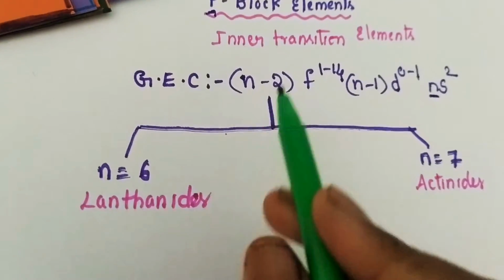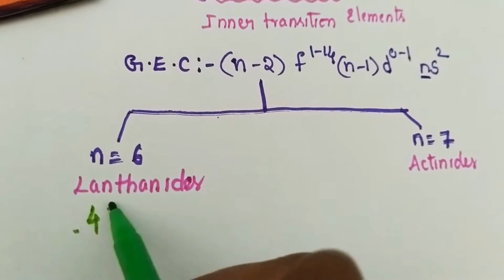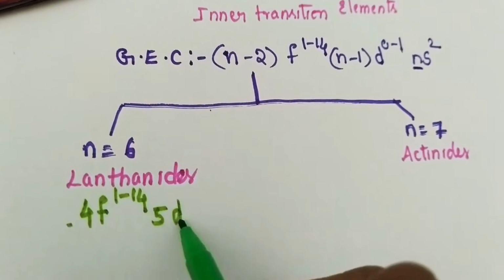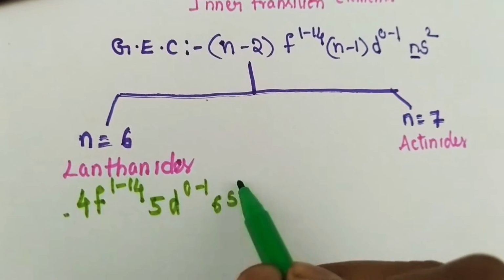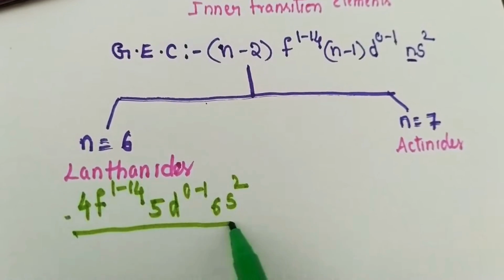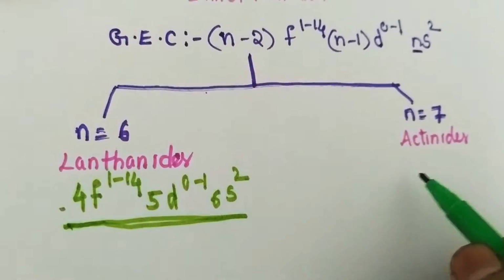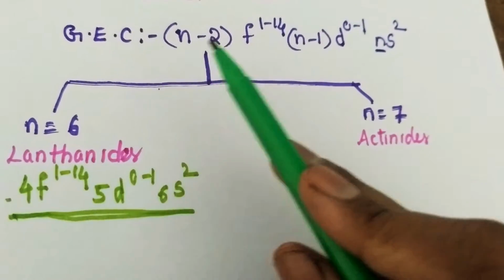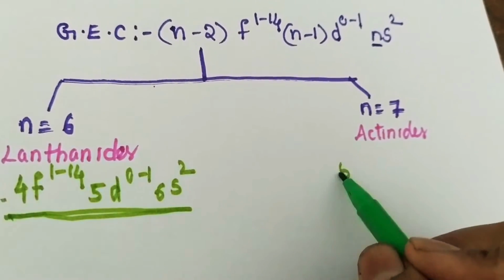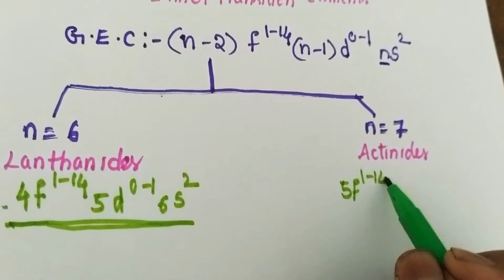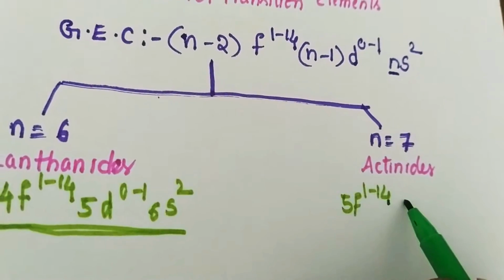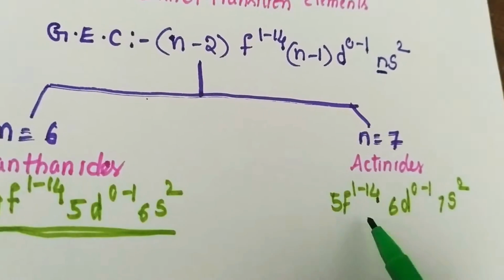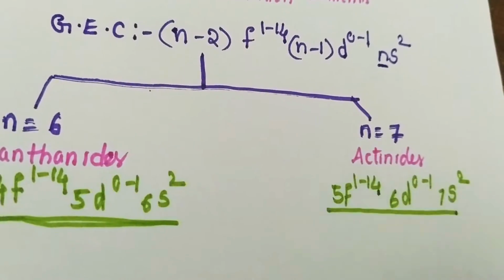If we substitute n as 6, the general electronic configuration is 4f 1 to 14, 5d 0 to 1, 6s2. This is the general electronic configuration of lanthanides. And if we substitute n as 7, that means n-2, 7-2, that is 5f 1 to 14 and 6d 0 to 1, 7s2. This is the general electronic configuration for actinides.